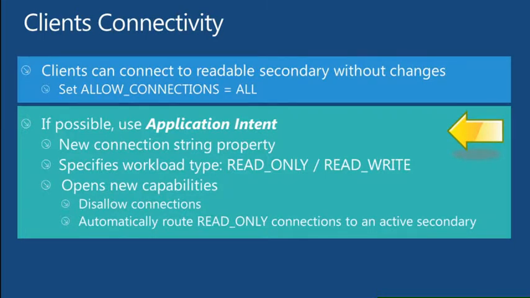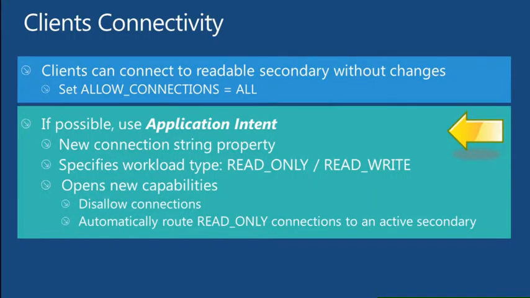Now, that was for SQL Server. What happens with the applications? For the applications, there are two options. If the application cannot modify the connection string, you can still connect to these secondaries, but you have to specify allow connections ALL in SQL Server. But if you have access to the connection string, you can specify a new keyword called ApplicationIntent, which specifies the intent of the application. Is this a read-write application that is going to execute inserts, updates, or deletes? Or is it just a read application that will only run select statements?